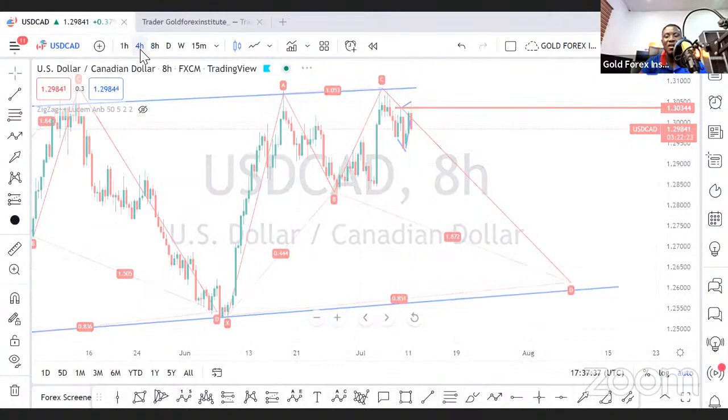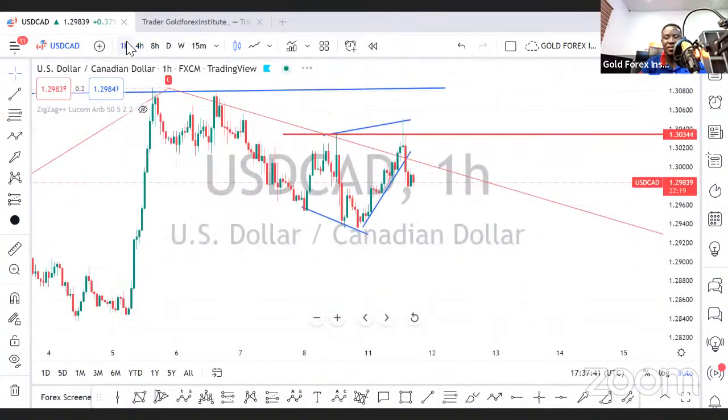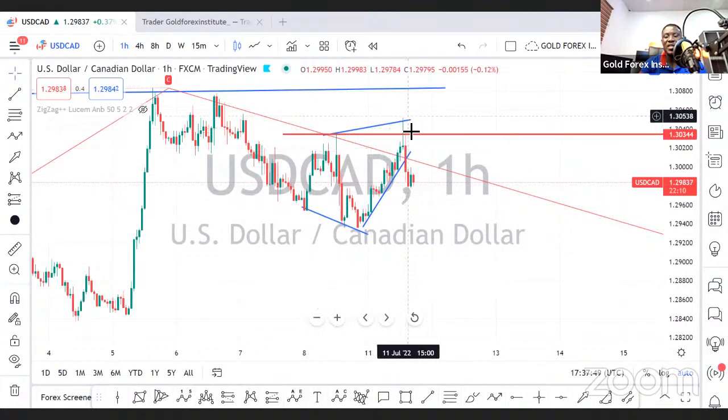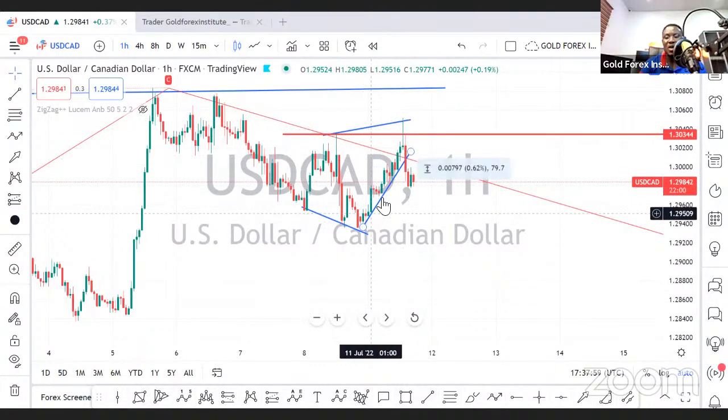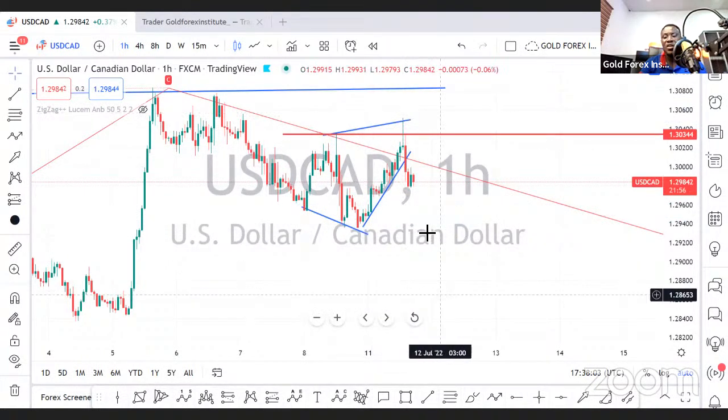When I check the 4-hour, even the 1 hour, I saw something over here. Look at this. This was an impulsive move. Then we have A, B, C. This is an expanded flat correction. Now, I told you that when we have an expanded flat correction, you guys should look for the 3 types.